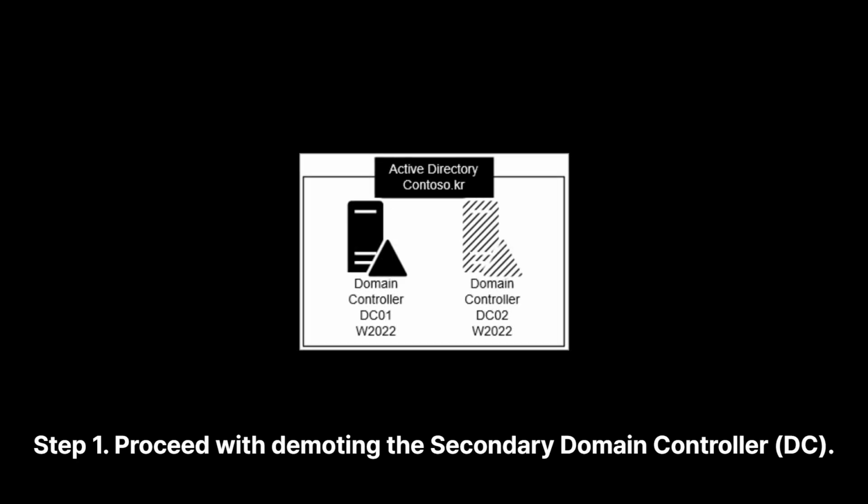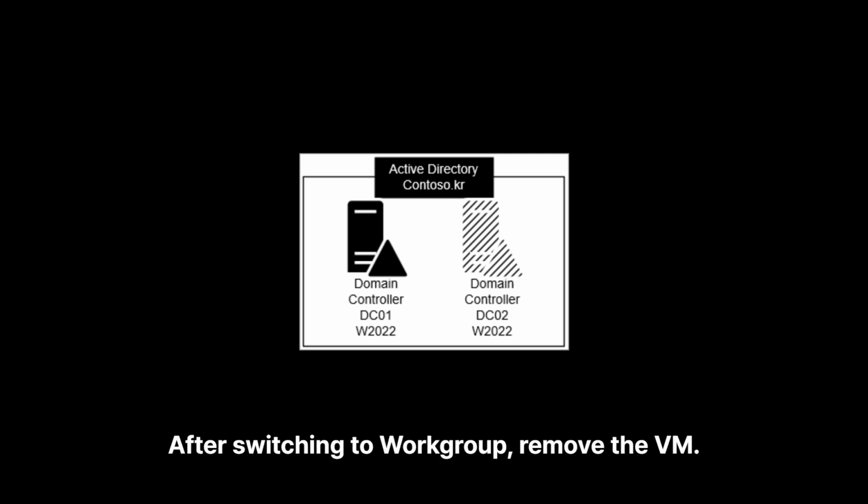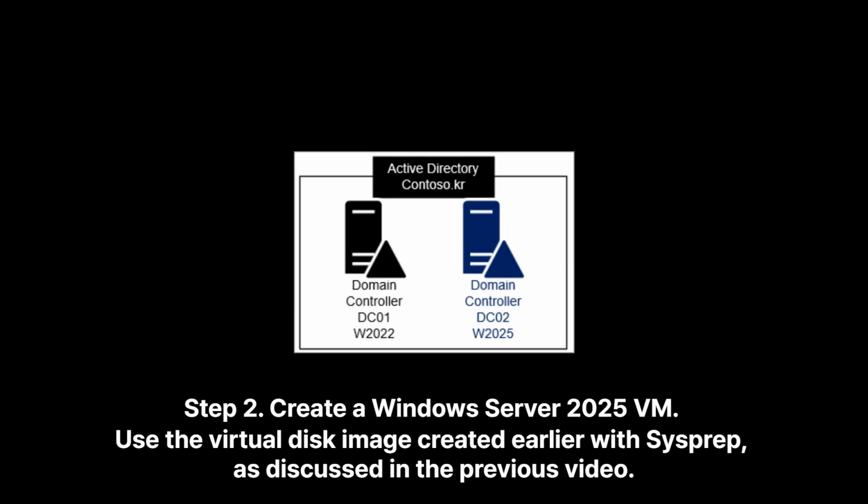Step 1. Proceed with demoting the secondary domain controller. After switching to workgroup, remove the VM. Step 2. Create a Windows Server 2025 VM. Use the virtual disk image created earlier with sysprep, as discussed in the previous video.